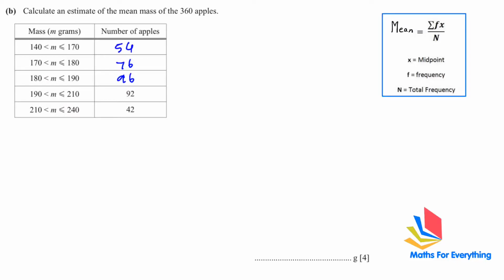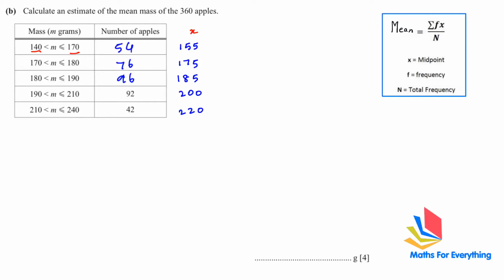Let's write down the midpoint of each class width. How do you get the midpoint? You add these two numbers and divide by 2. So 140 plus 170 divided by 2. I wrote down the midpoint.